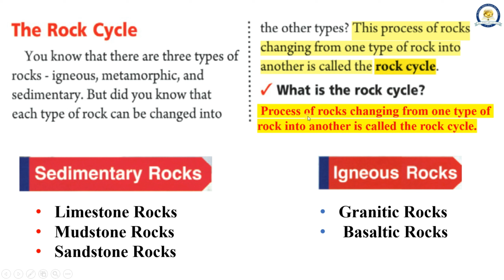What is the rock cycle? Process of rocks changing from one type of rock into another is called the rock cycle.